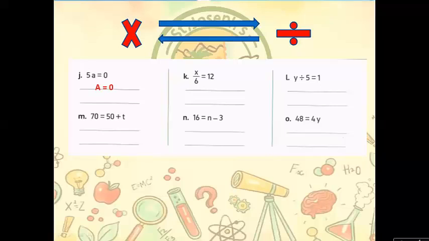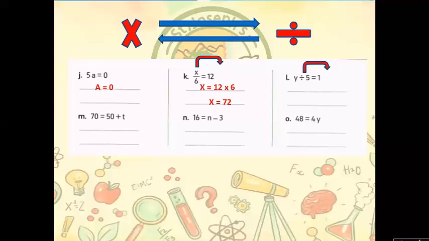Letter K, x over 6 equals 12. So I'm going to put the 6 outside and change its sign from divided to times. So x equals 72. Letter L, y divided by 5 equals 1. So I'm going to put the 5 outside and change its sign from divided to times. So y equals 5.